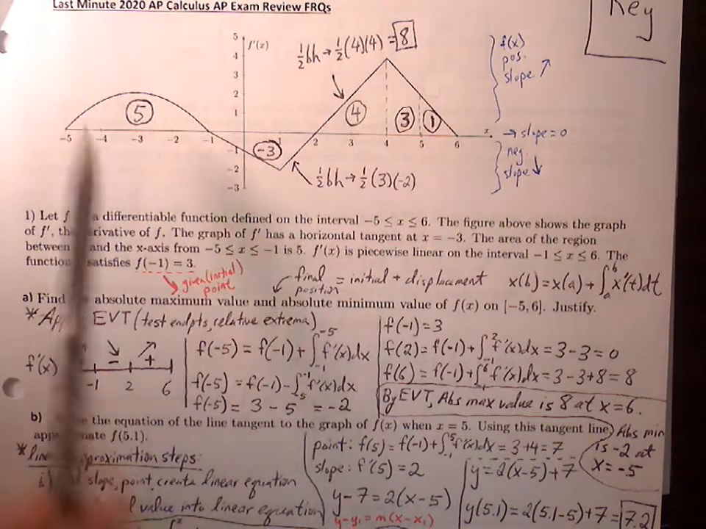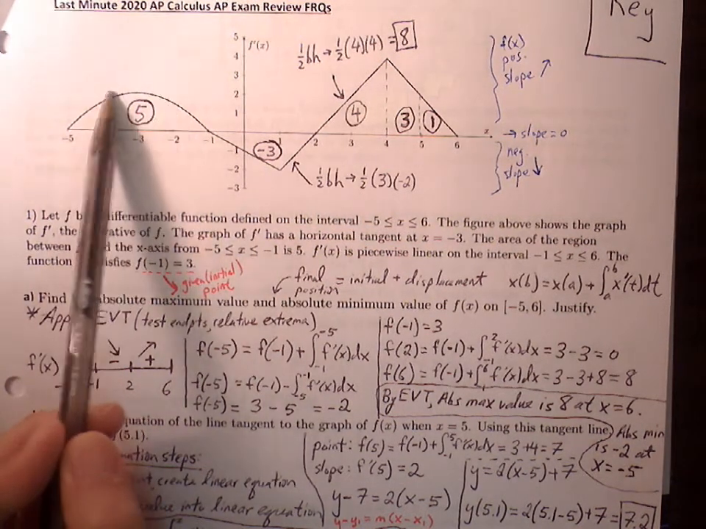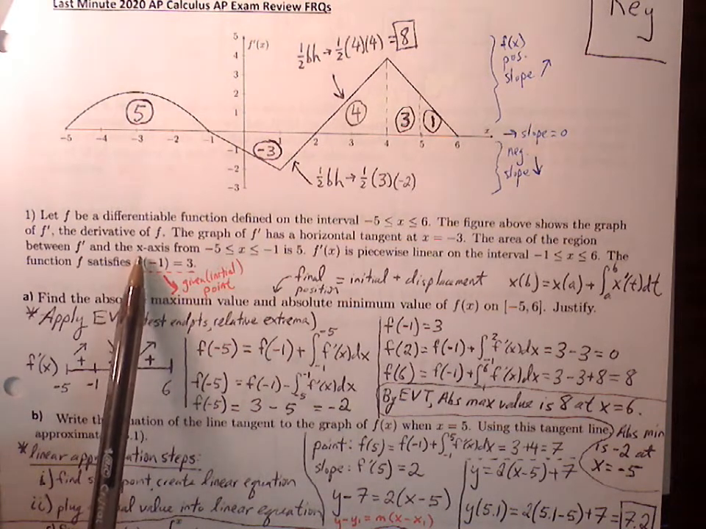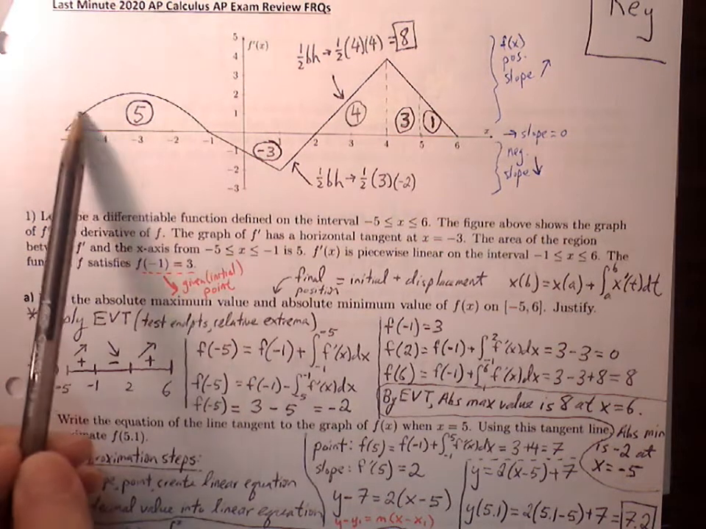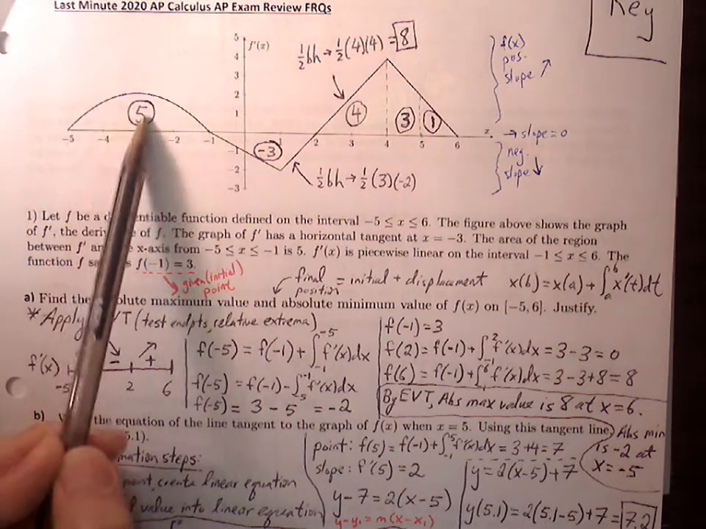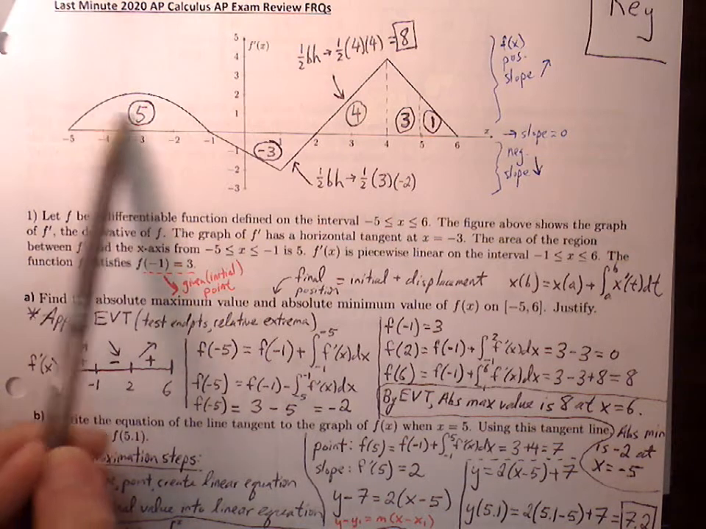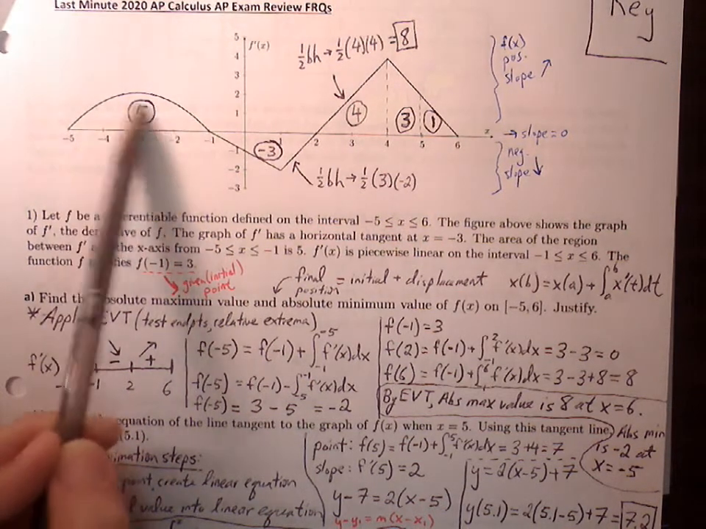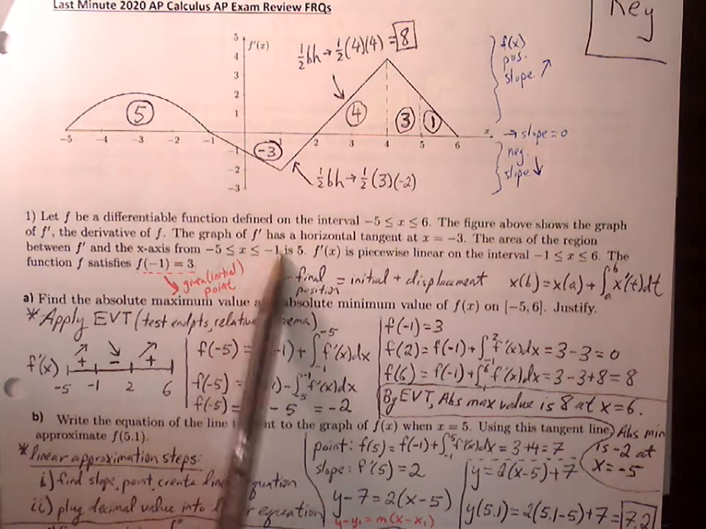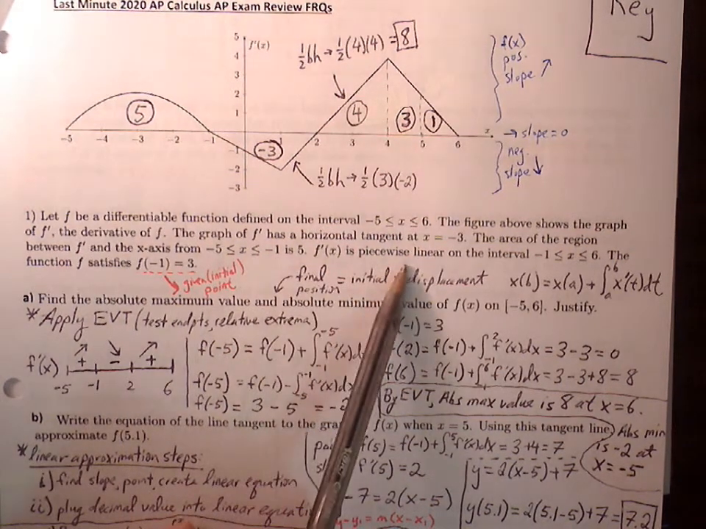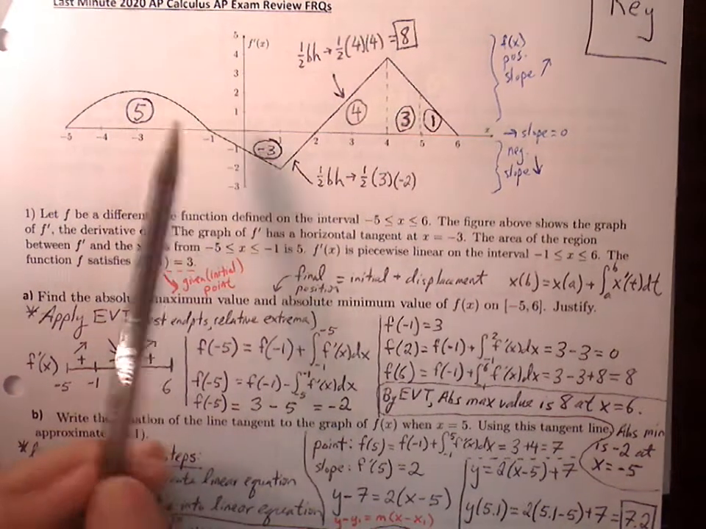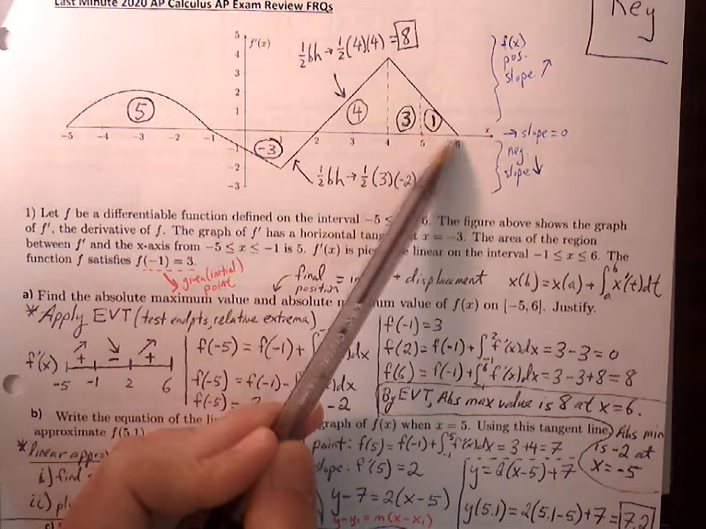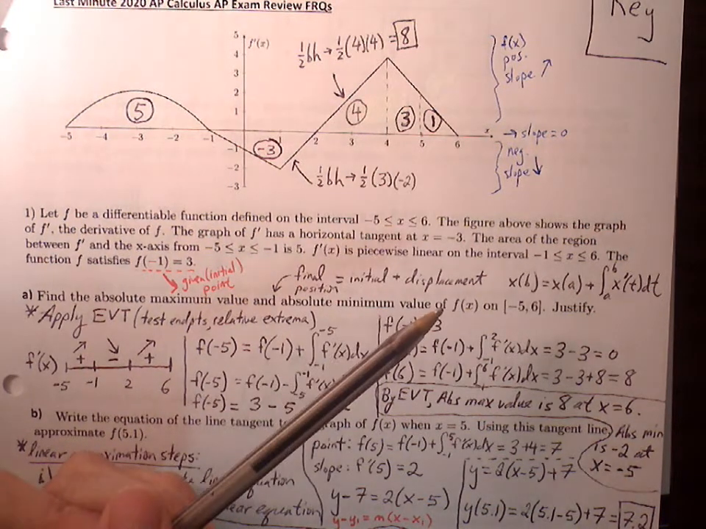F prime has a horizontal tangent at x equals -3. The area of the region between f prime and the x-axis from -5 to -1 is 5. So the problem is telling us what the area of this region is. It's not a geometric formula that we can apply, so they're just giving that to us. F prime is piecewise linear on the interval from -1 to 6. So we have a series of linear graphs forming the rest of f prime on this interval.